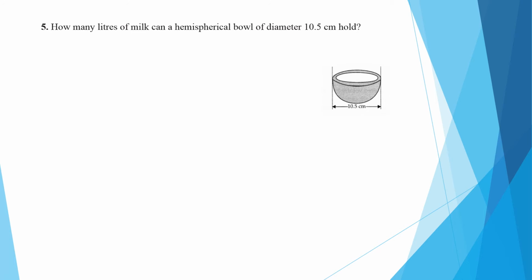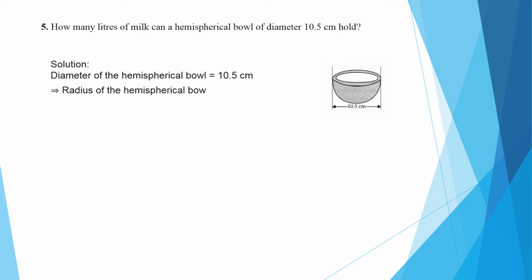Next question, that is question number 5. Now here, how many liter of milk can a hemispherical bowl whose diameter is 10.5 centimeter hold? This is a bowl, and how much milk? So capacity is being asked, and we need to find the volume of the hemisphere. Here the diameter is given, 10.5. First of all we'll find the radius. So the radius is equal to 10.5 divided by 2. Now we will find the volume of the hemisphere. In this way we can find its capacity.